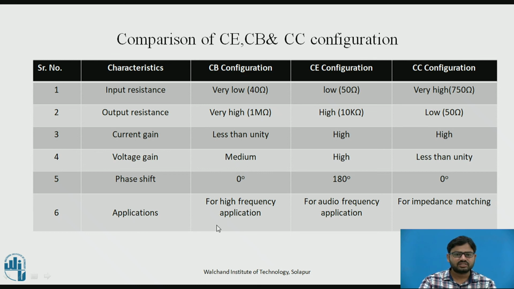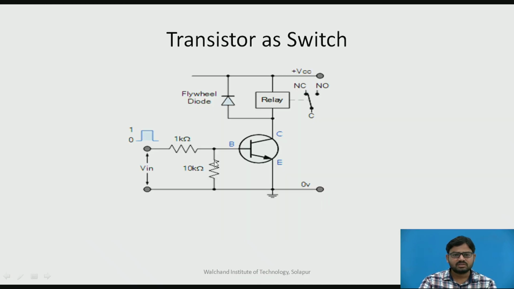As for applications, the CB configuration is used for high frequency applications, the CE for audio frequency applications, and the CC configuration for impedance matching. And the transistor is also used as a switch.